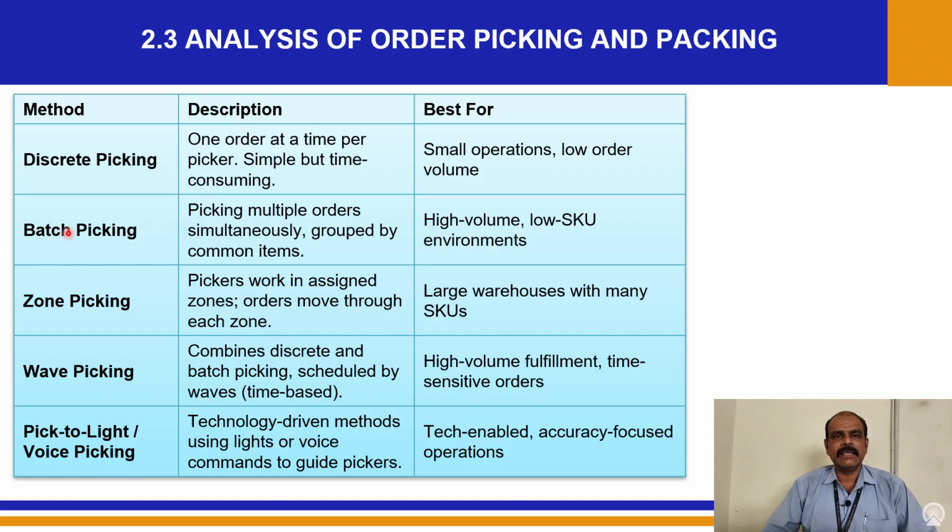The next case, batch picking. Batch picking means picking multiple orders simultaneously, grouped by common items. This is another interesting fact. This is how a real world scenario works. Under one particular category, you can stratify everything and it can be sorted in one area, so that you can go and immediately retrieve it.